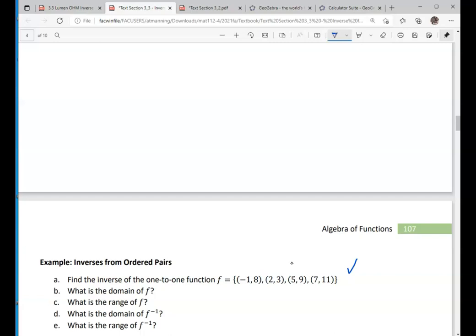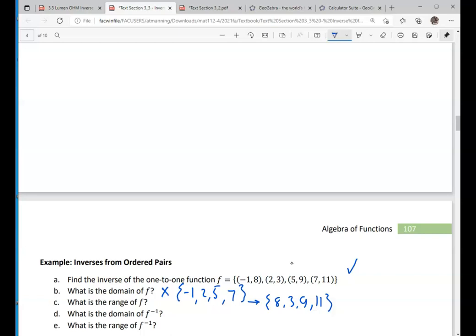Domain, that's all my inputs. Well, the domain is negative 1, 2, 5, 7. Those are my inputs. The outputs are the y's, so the outputs are 8, 3, 9, 11. And it doesn't matter if you sort them smallest to largest.